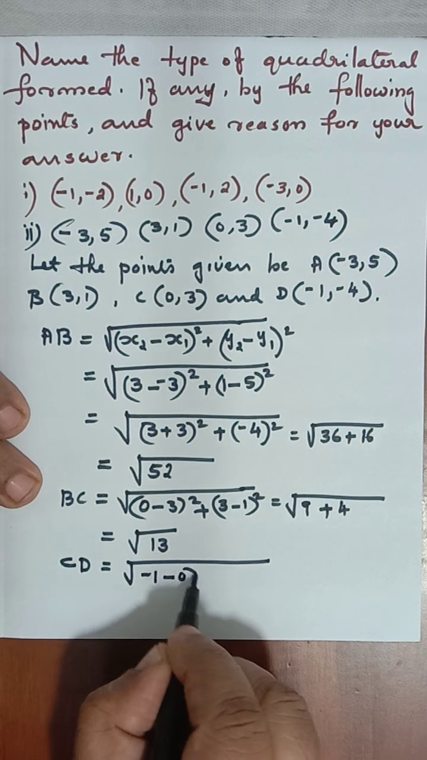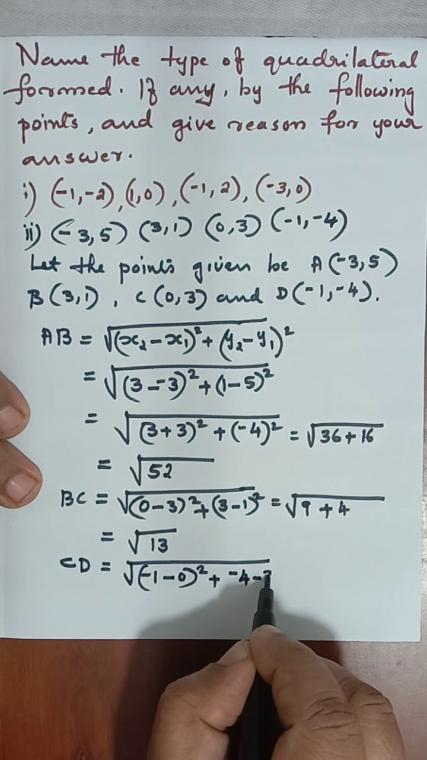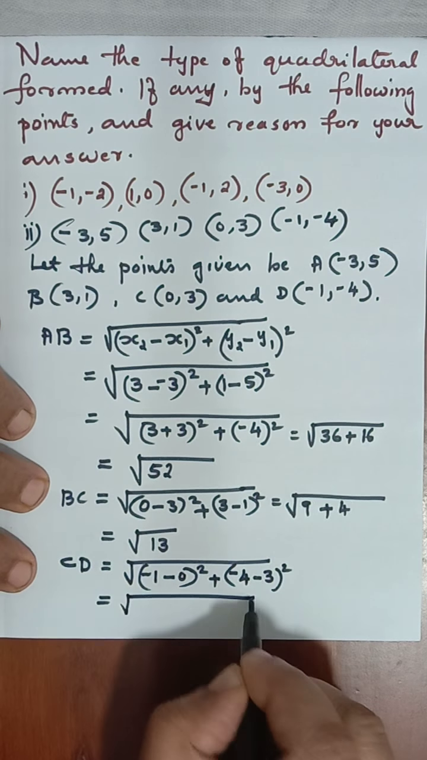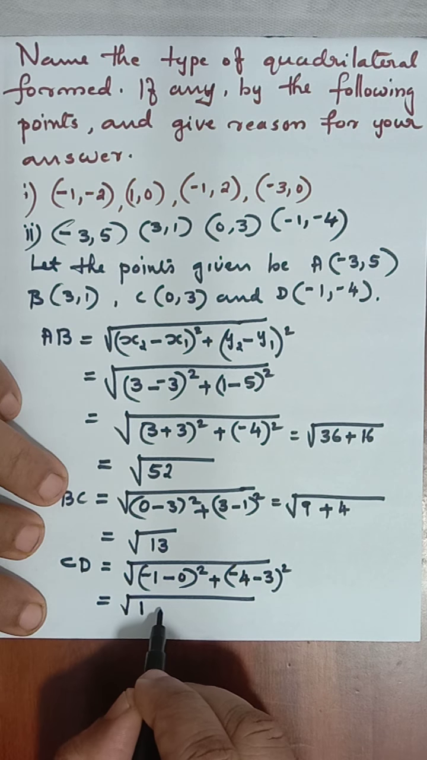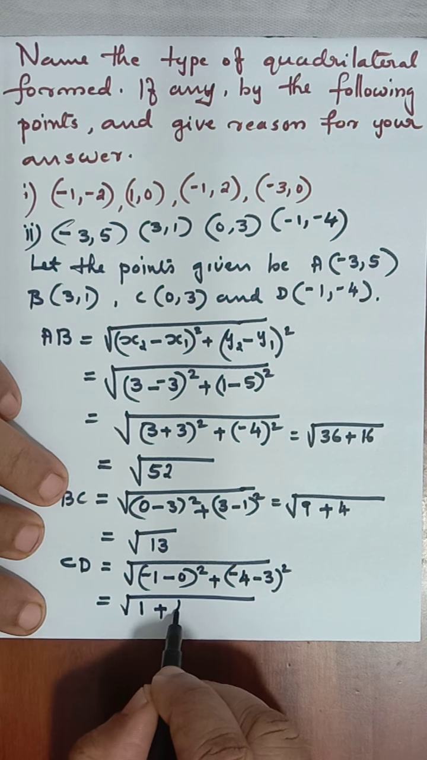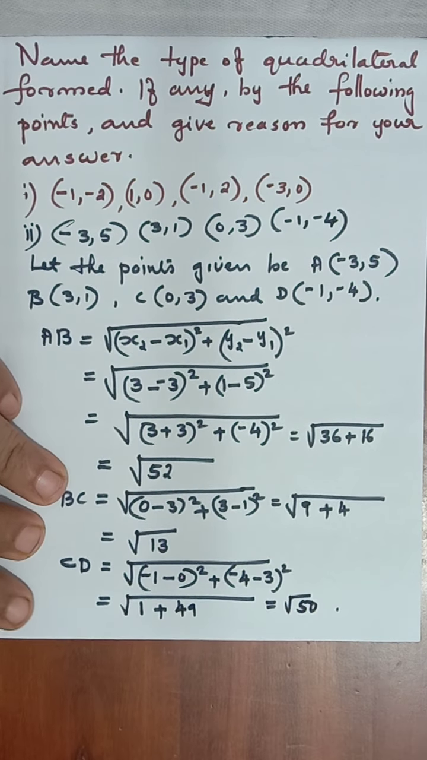Negative 1 minus 0 whole square plus negative 4 minus 3 whole square. This is equal to square root of negative 1 square, which is positive 1, plus negative 7 whole square. 7 sevens are 49. This is equal to root 50 we are getting.